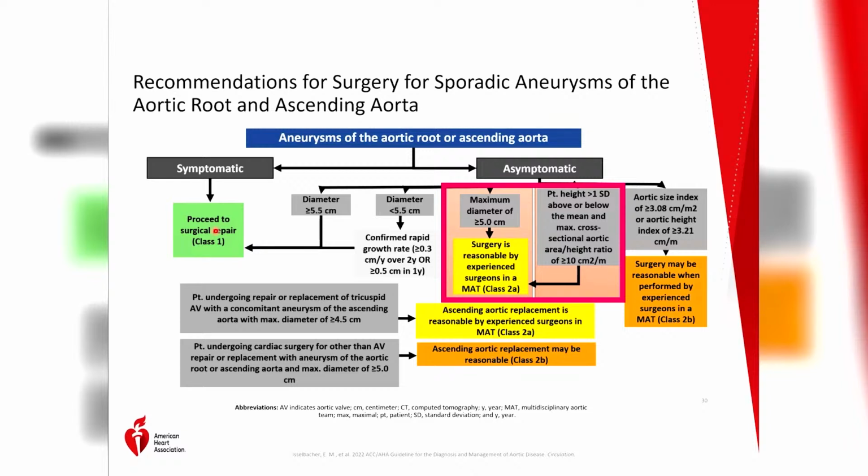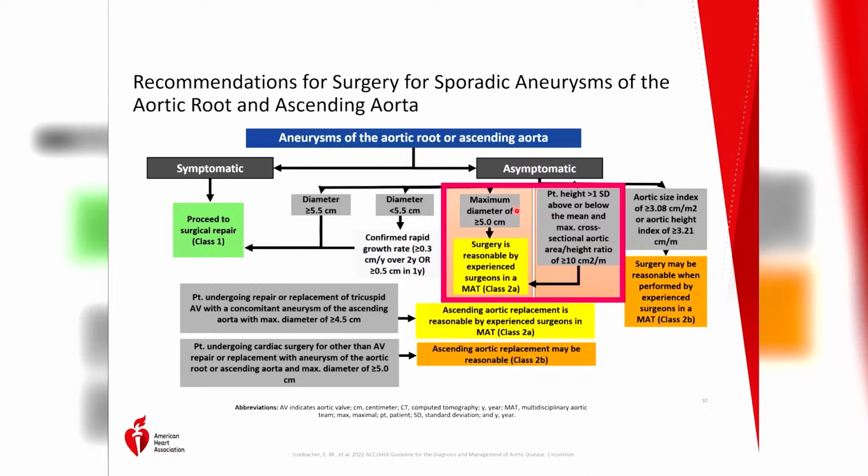So typically, if someone is not symptomatic, then you want to look at that maximal diameter. There's a class 1 recommendation to basically do an elective thoracic aneurysm repair if the aorta is more than 5.5 centimeter. How about if it's not at 5.5 centimeter, but it's less? If there has been a rapid growth by more than 3 millimeter per year over 2 years, or more than 5 millimeter in 1 year, that's a class 1 recommendation.